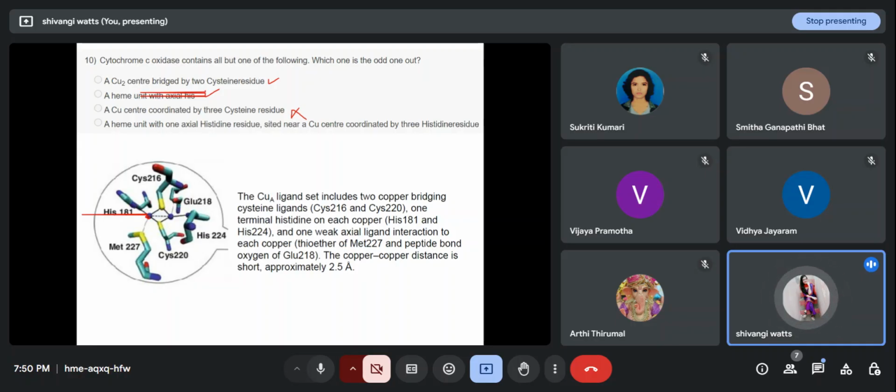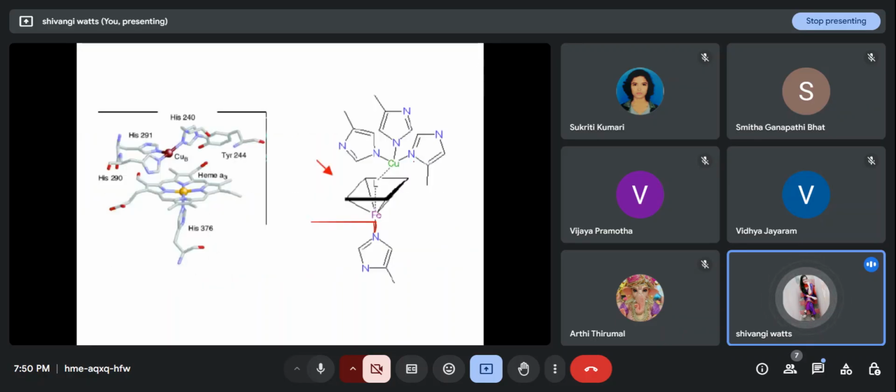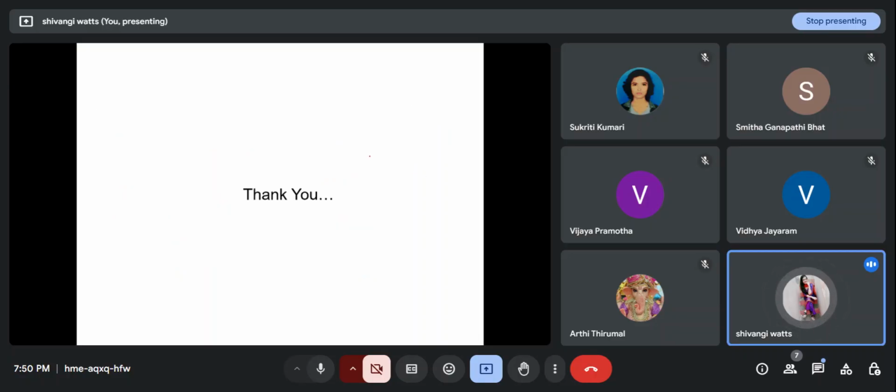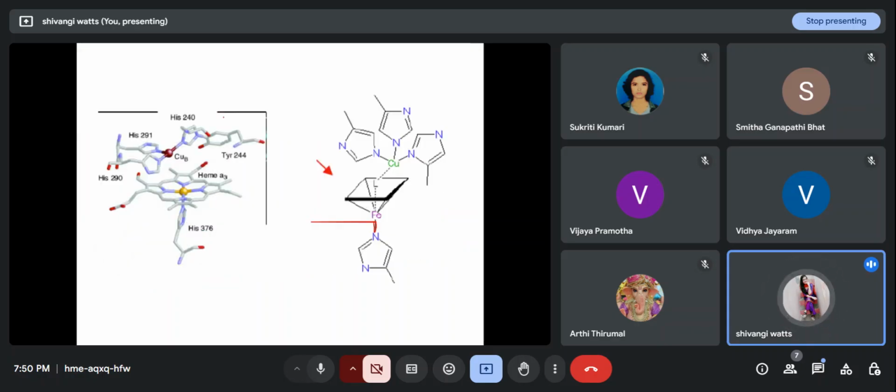And a heme unit with one axial histidine residue sited near a copper center coordinated by three histidine residues. This statement is correct. So this is a heme unit with one axial histidine residue near a copper center which is coordinated further to three histidine residues. So this statement is also correct. So which one is odd one out? This one, because here instead of cysteine there are three histidine residues which are coordinated to the copper center. This is the active site of cytochrome C oxidase.